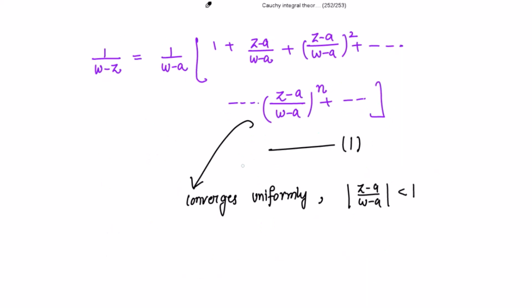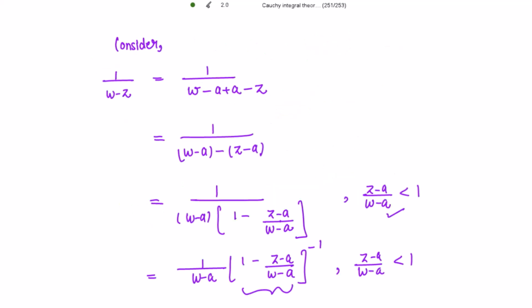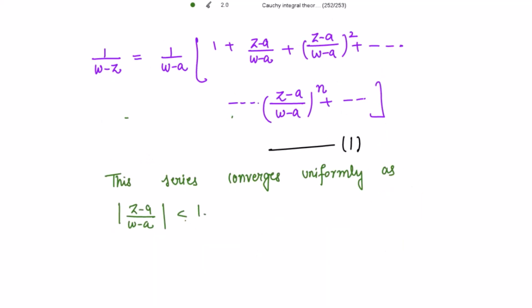Now because it is given that f(z) is analytic inside this C, f(z) is analytic inside the circle C. So we are interested to use the Cauchy's integral formula now, right? So for that, let's multiply both the sides with 1 divided by 2 pi i times f(w), right?